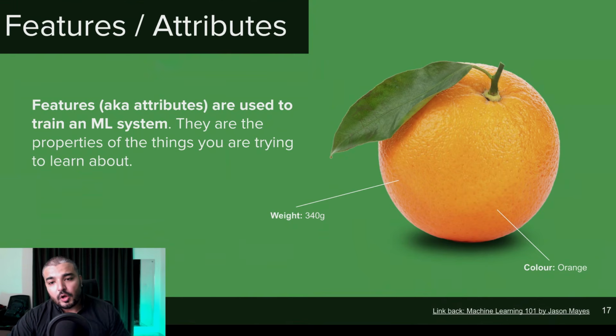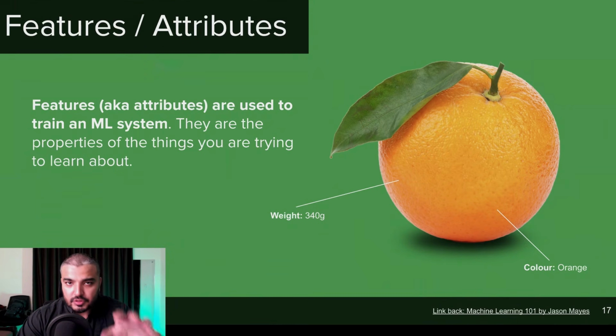So what we call a certain attribute of a particular entity, in this case an orange, we call them features. So features are basically used to tell your ML model about the specifications or the capabilities of a particular entity. So in our case, the color of an orange is orange, the weight of the orange is 340 grams. So these are called features. Now, these terms that I'm going to use throughout the video are kind of important to the vocabulary of machine learning. So make sure you wrap your heads around it.